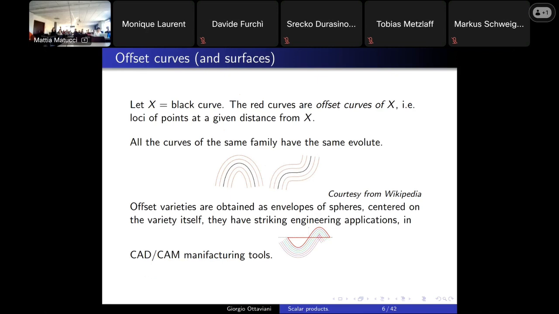For example, here I show the sine curve and the offset of the sine curve. I draw only one part, and you see it's interesting because they are smooth only for a while and then they become singular.